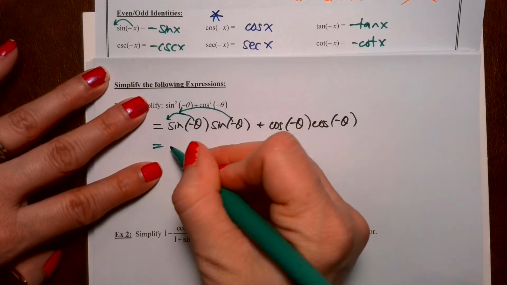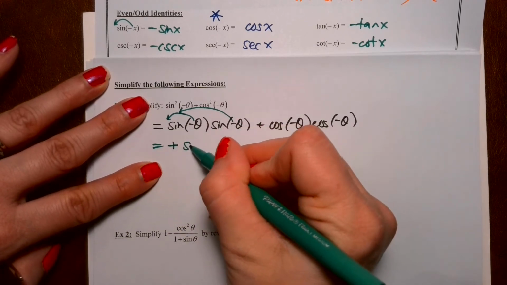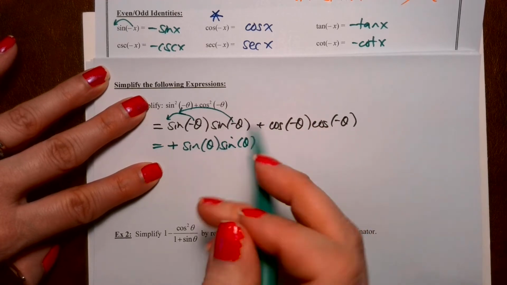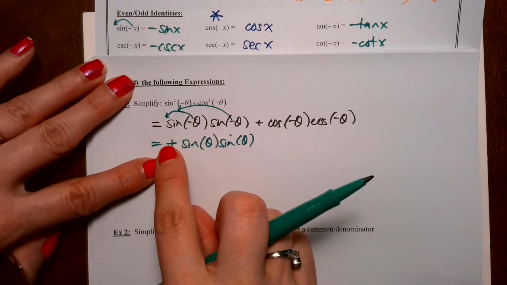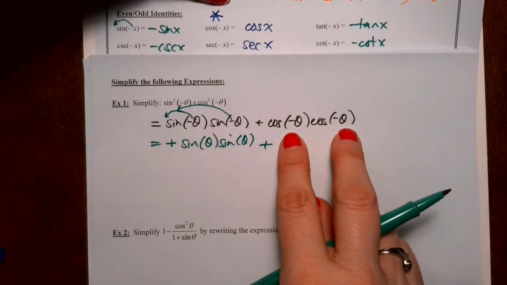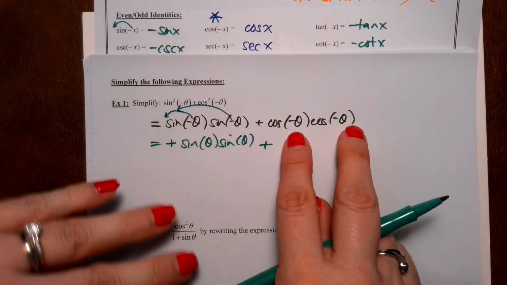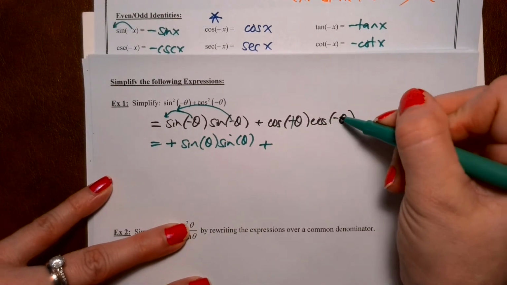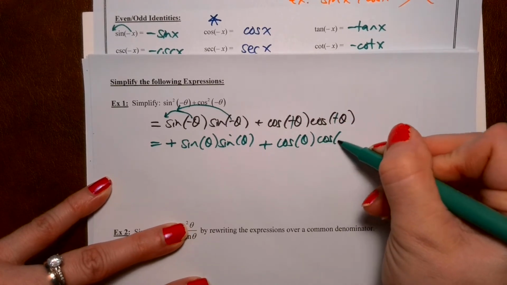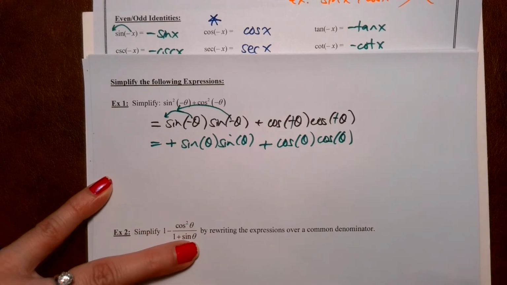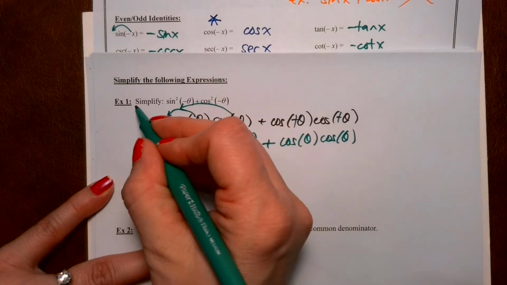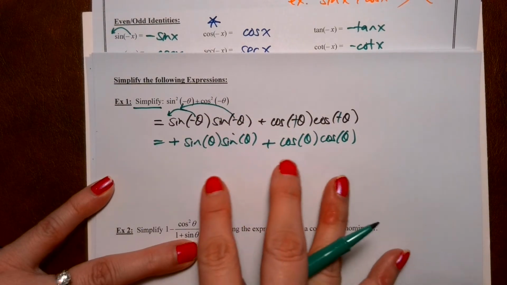Why don't we just write a positive? And then we're going to have sine of theta times sine of theta. So there were two negatives that popped out, but they made a positive. What happens to cosine's negative? Oh, their negative just disappears. So essentially, we don't have negatives for him anymore. He's cosine of positive theta times cosine of positive theta. Now that does not look very simple. Remember we're supposed to be simplifying. So what can we do here?